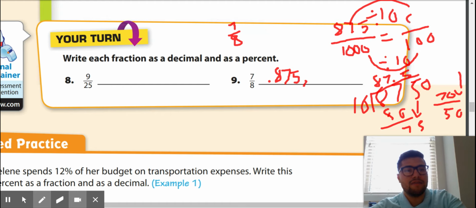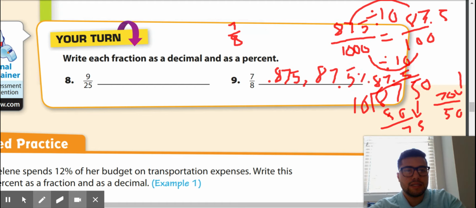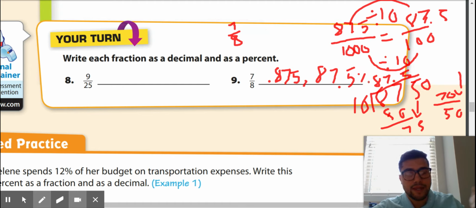So we have 87.5 out of 100. And because it's out of 100, that means it's a percentage. So 87.5%, just like last time. And that's the secret. That's how we can use just division to solve all of this.